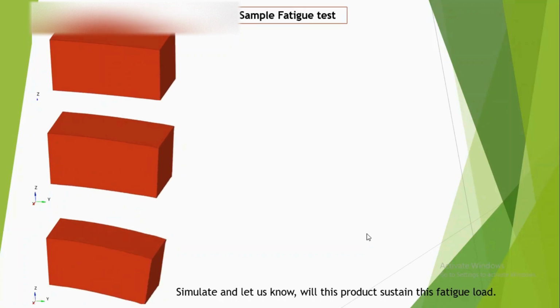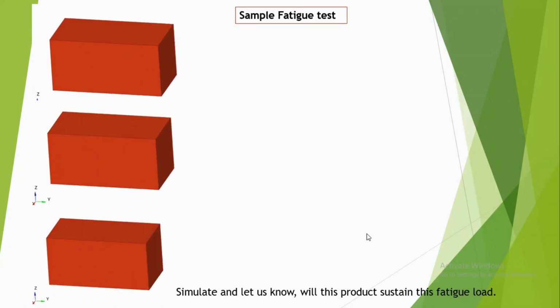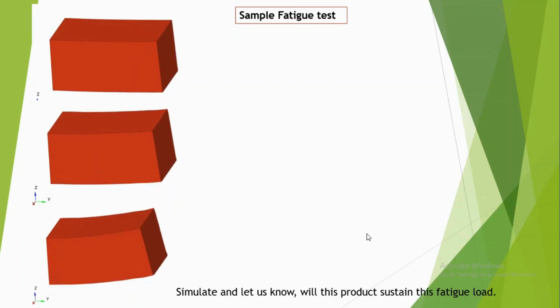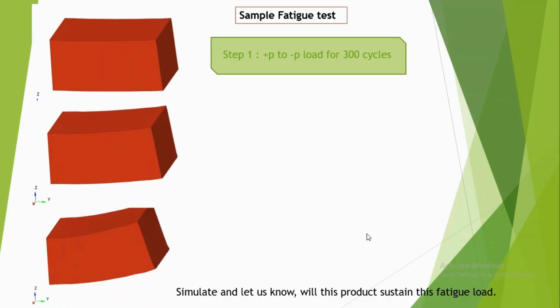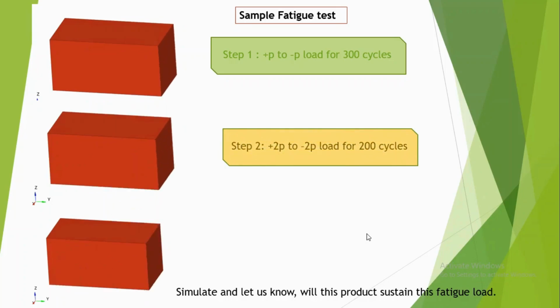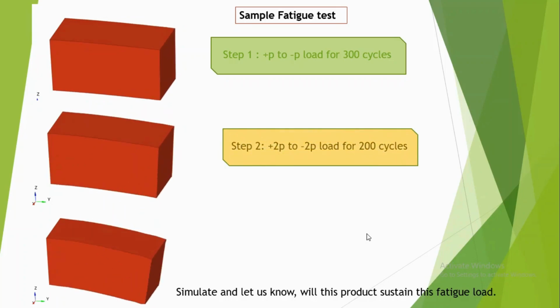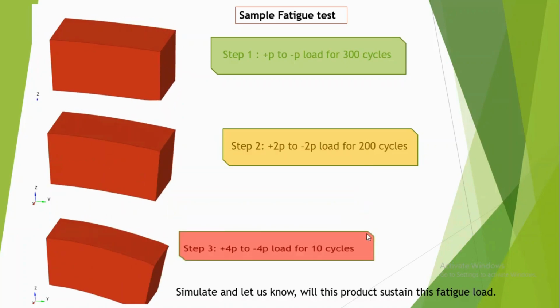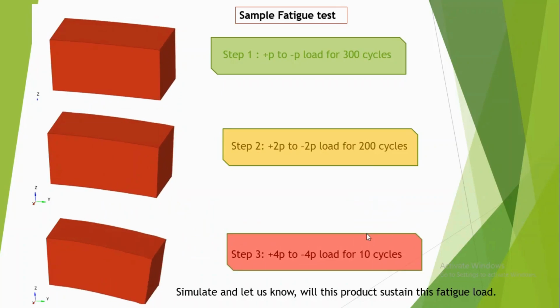What is block cycle in detail? Suppose there is a fatigue test we have performed on this component, where the first step is to load the component from plus P to minus P for 300 cycles, and then we will stop the test and load the same component in step 2. We will basically increase the load to plus 2P to minus 2P for 200 cycles. And after this test has been done, we will load the same specimen in step 3, which is plus 4P to minus 4P load for 10 cycles.